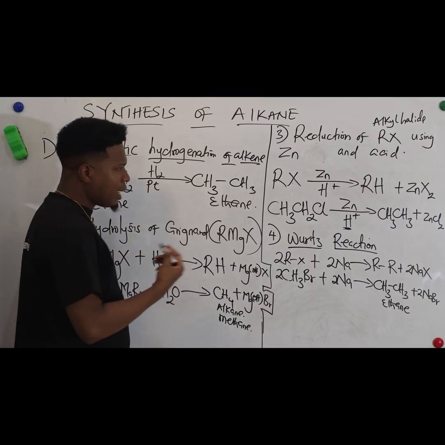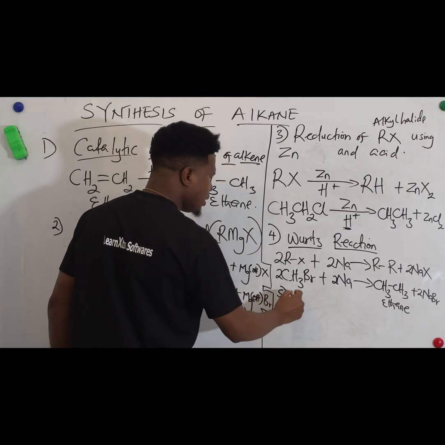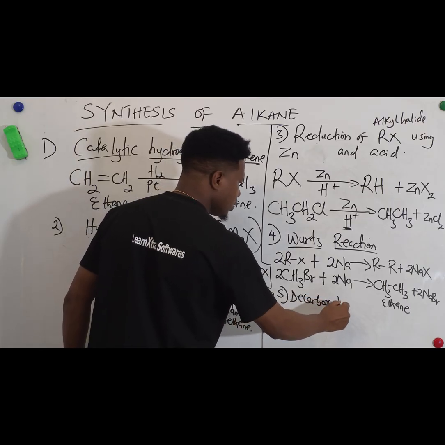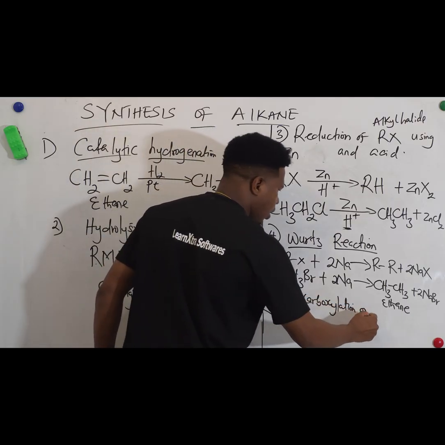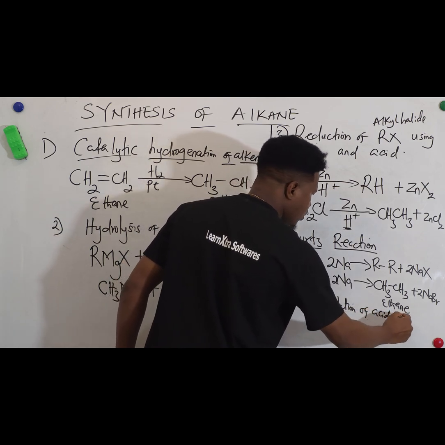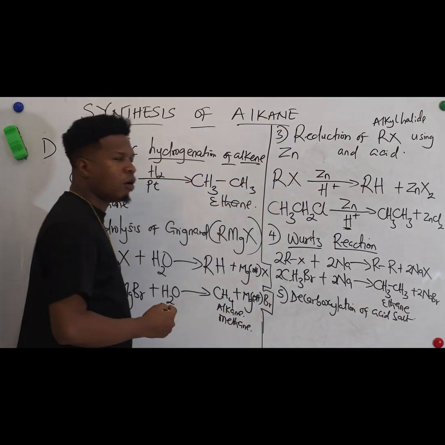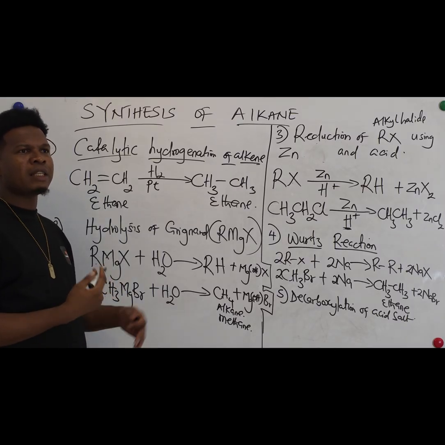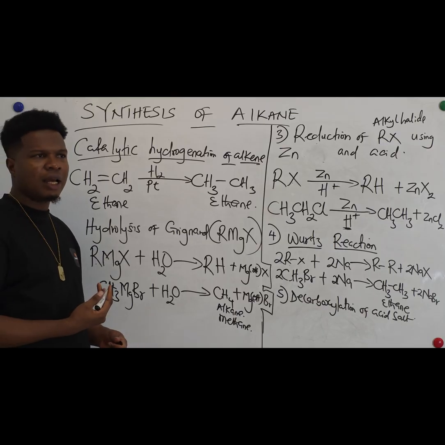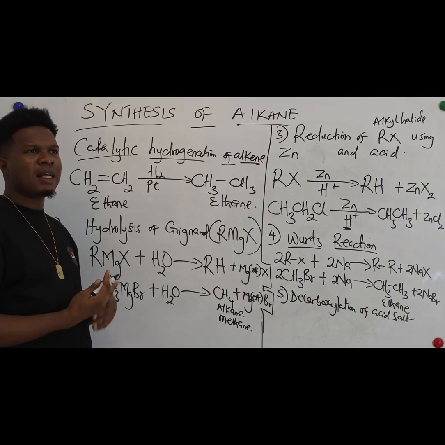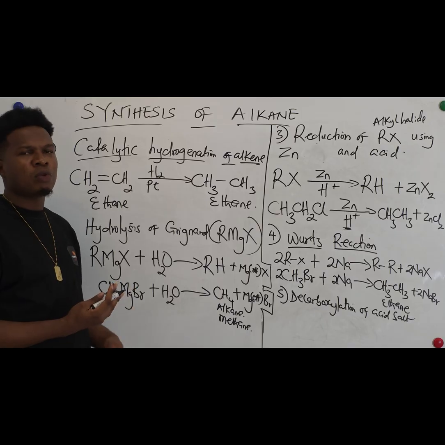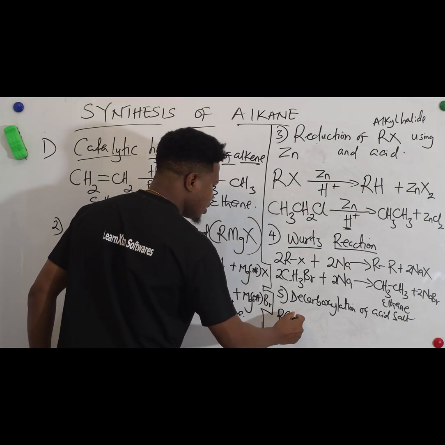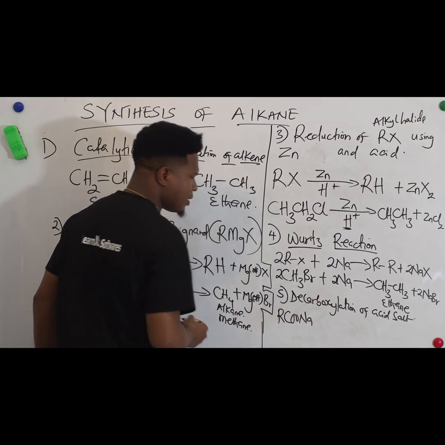Okay, so the last way we can synthesize alkane is from decarboxylation of acid salt. Acid salt is an acid whose hydrogen has been replaced with a metal, right? An example is something like this. If you have something like RCOONa, this is an acid salt, right?